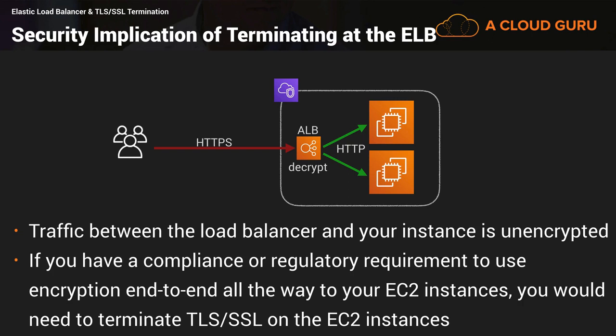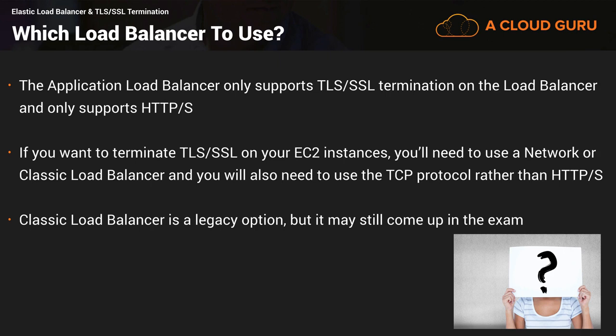However, you may have compliance or regulatory requirements to use end-to-end encryption all the way down to your EC2 instances. And in that scenario, you would need to terminate your TLS SSL on the EC2 instances themselves. So let's take a look at which load balancer to use in both of these scenarios. So which load balancer should you use? Well, the application load balancer is the most cost effective. However, it only supports terminating TLS SSL on the load balancer itself. And of course, it only supports HTTP and HTTPS.